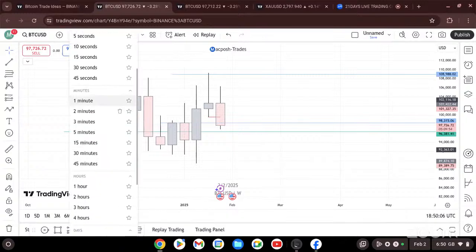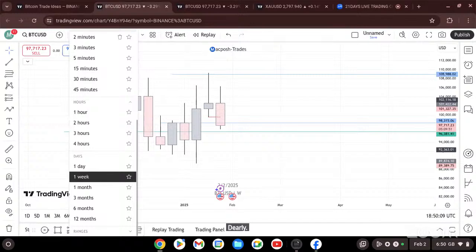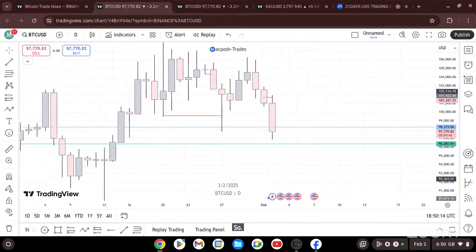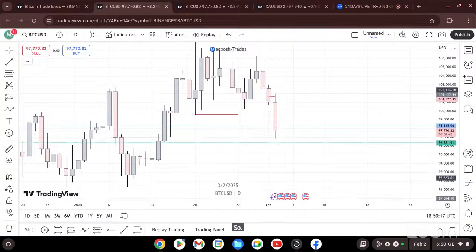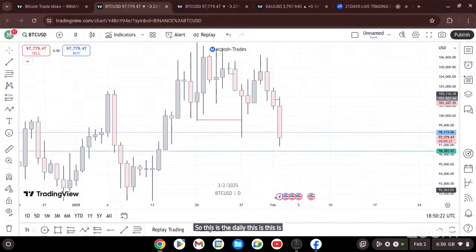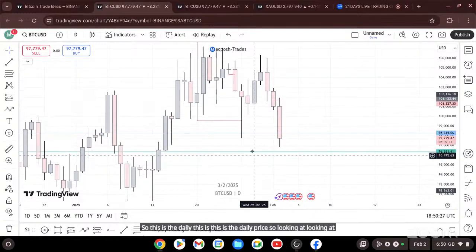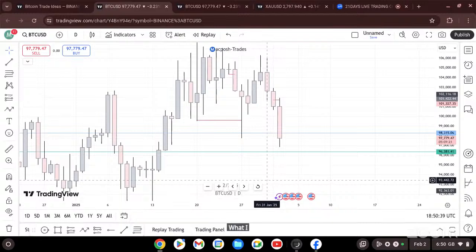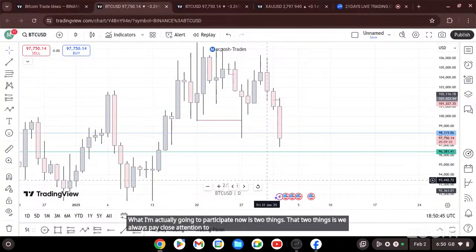So let's switch to the daily. This is the daily price. So looking at this daily reaction now, what price has given me on the monthly is what price has actually given on the weekly. So what I'm actually going to anticipate now is two things. We always pay close attention to how a candle closes and how a candle rejects. That is how a candle rejects on a key level and how a candle closes on a key level.